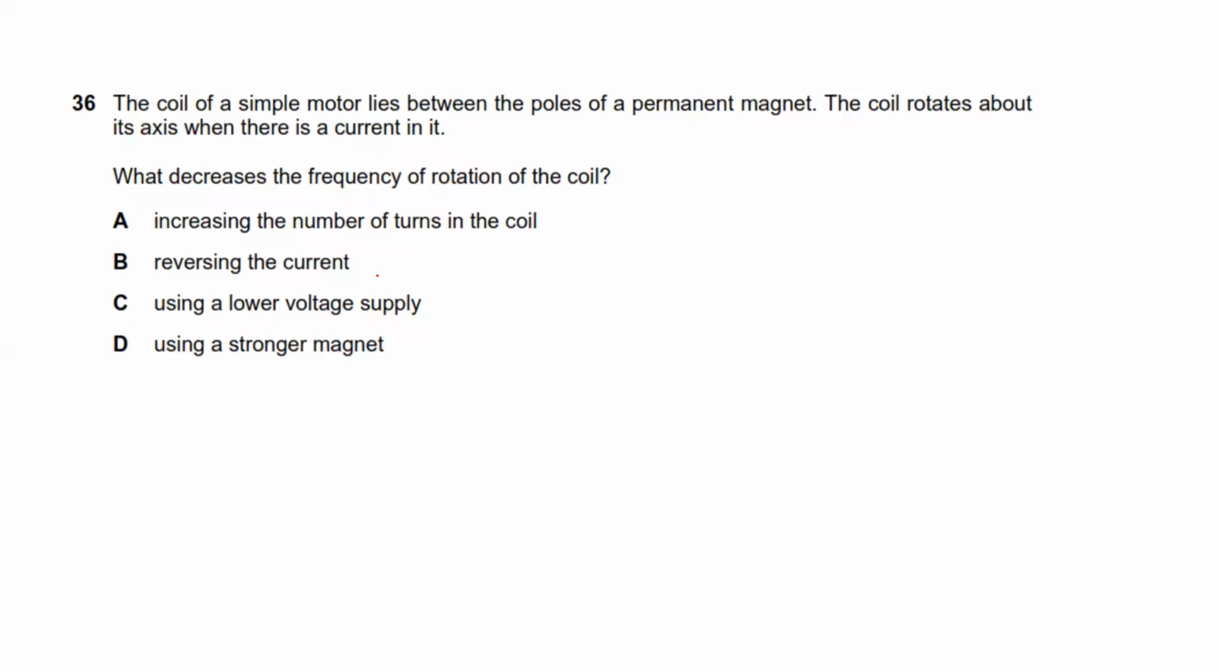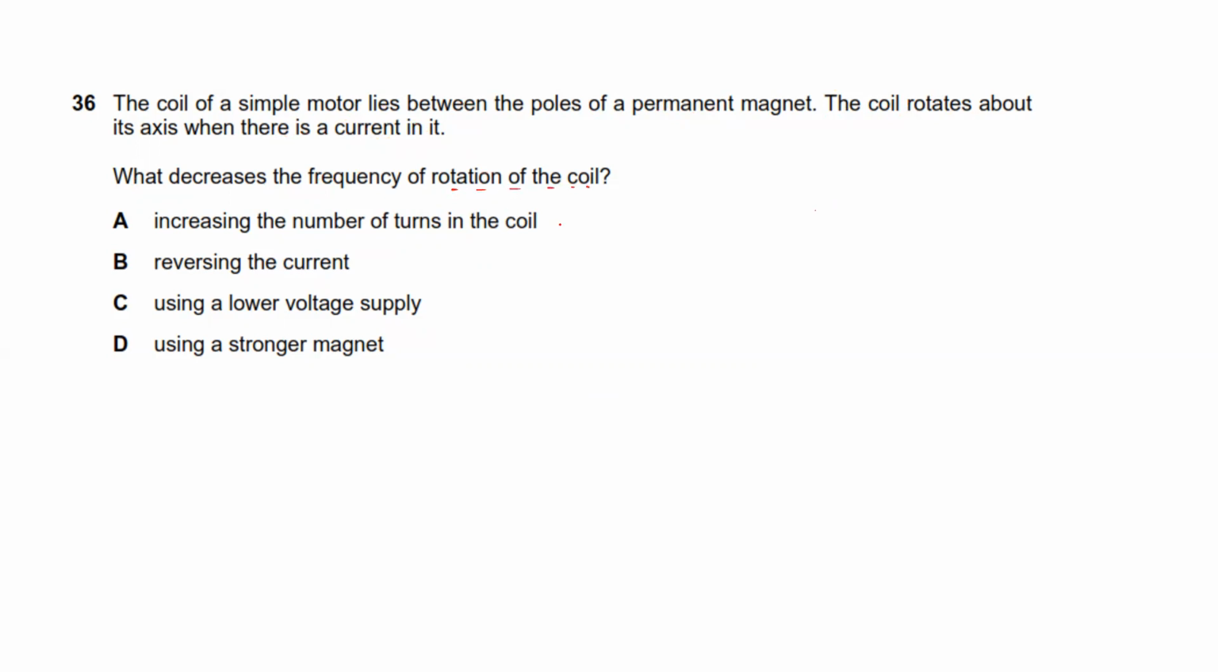Then question number 36. It says the coil of a simple motor lies between the poles of a permanent magnet. The coil rotates about its axis when there is a current in it. Okay, so a current-carrying coil is placed inside a magnetic field. So what decreases the frequency of rotation of the coil?